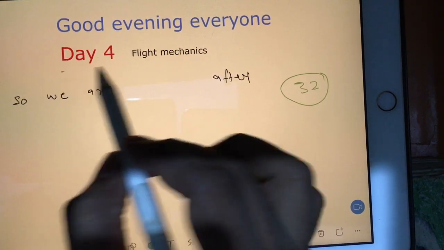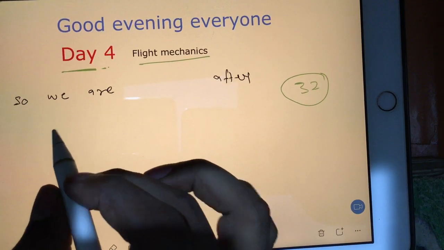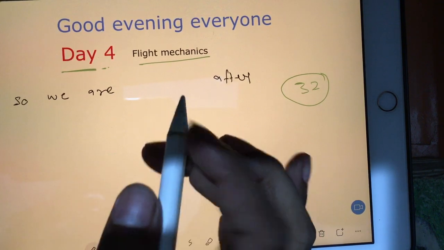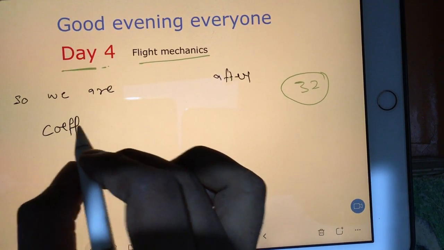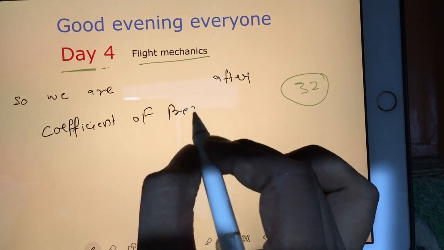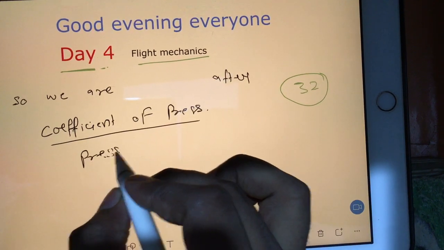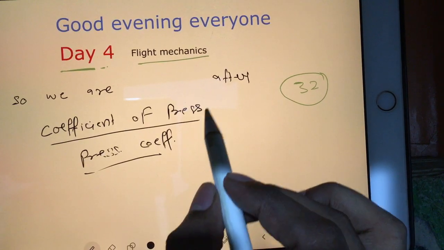Okay, so this is our day 4 class for flight mechanics, and we are about to start. There is something called coefficient of pressure, or pressure coefficient. You can also say pressure coefficient. Let's understand what this is.